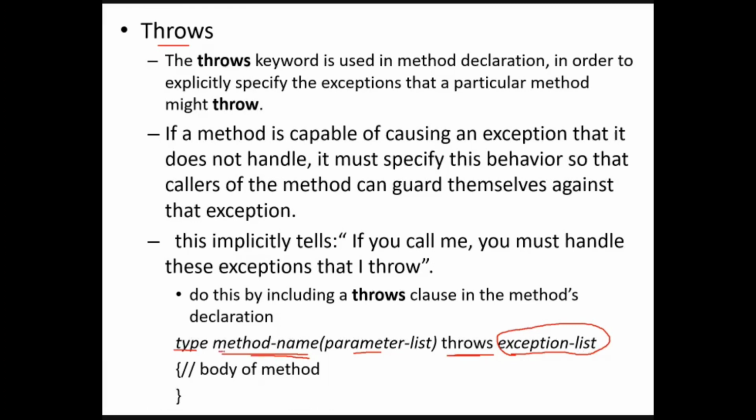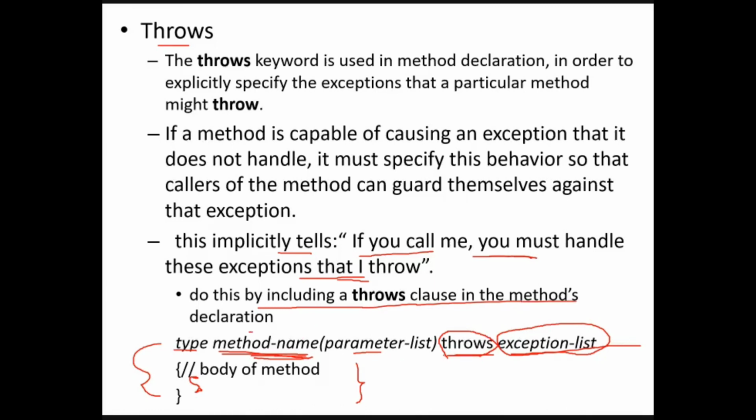So those who are calling this method, you have to handle those types of exceptions, because here there is no handling mechanism. By using this keyword, what I am conveying to the user is that this method may throw this type of exception. Understood? Yes, ma'am. So implicitly, this function is telling: if you call me, you must handle these exceptions that I throw, because I don't have any exception handling mechanism. You do this by including a throws clause in the method declaration.